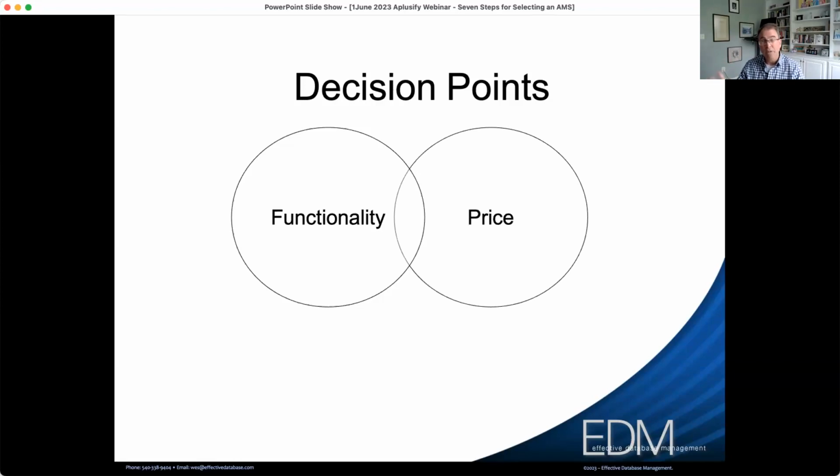Is the price right? Can we afford this product? As I mentioned before, I've had clients who, prior to working with me, sent out RFPs to AMS vendors that I knew they couldn't afford or they shouldn't be buying. But is the price right? Can we afford what we're looking at?